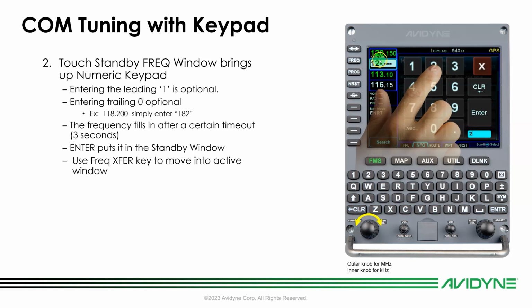Another way to do it is by using the keypad. To bring up the keypad, just touch anywhere in the standby window. The keypad will appear on the screen, and you can either use the keypad or the numeric hard keyboard and type in the frequency. One of the cool features of the Atlas, you don't have to type in the leading 1. It's optional. And any trailing 0 you wouldn't have to add as well. So as an example, if you wanted to type in 118.2, you could simply type in 182 and enter, and it would fill in the remaining characters. So it's a nice way to provide a shortcut. And then you can flip-flop it into the active.